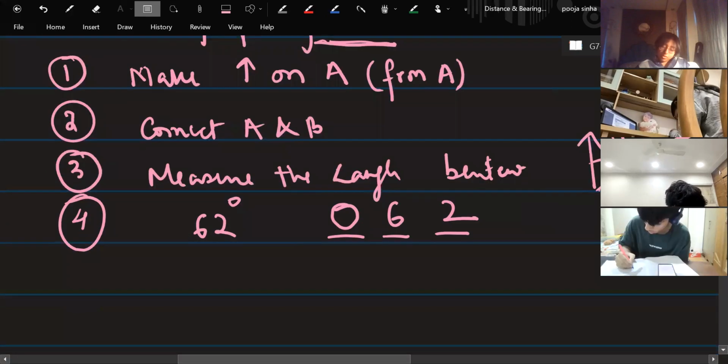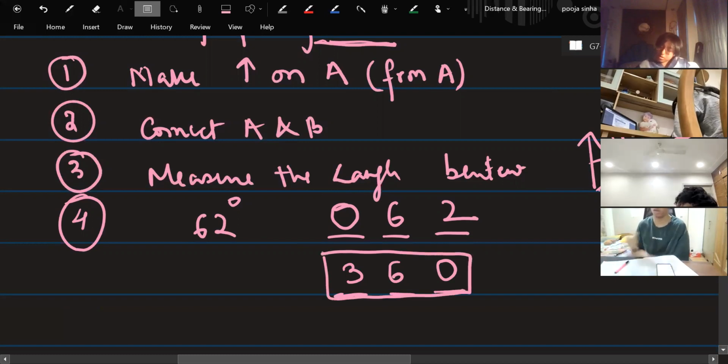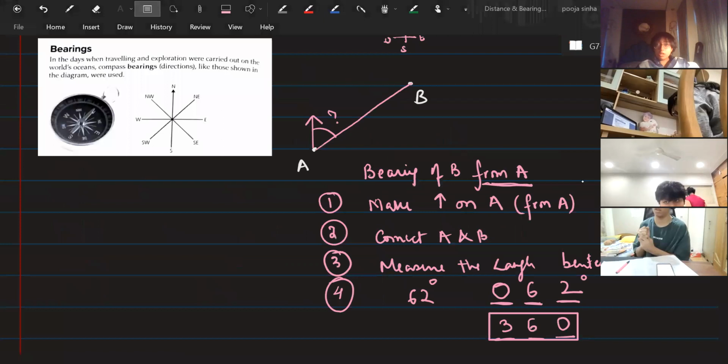Because the bearing can go up to 360 degrees, you should always mention all 3 digits. That's why we have three dashes and we always measure it like this. Is this point clear? It's very, very simple. That's all that you need to learn in bearings, primarily. We need a protractor for this, right? You need a protractor.